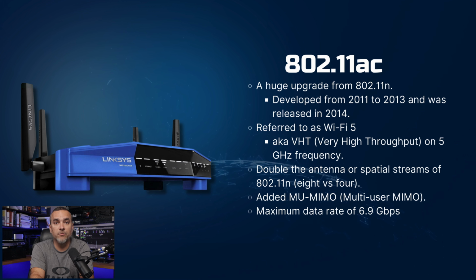In 2014, 802.11ac or Wi-Fi 5 was released after being developed from 2011 to 2013. This was another improvement over the previous standard of 802.11n. Wi-Fi 5 functions solely in the 5 GHz frequency, so unlike 802.11n, there is no 2.4 GHz available. You may also hear it being referred to as Wi-Fi 5 VHT. This is because it produces a very high throughput over a 5 GHz frequency.